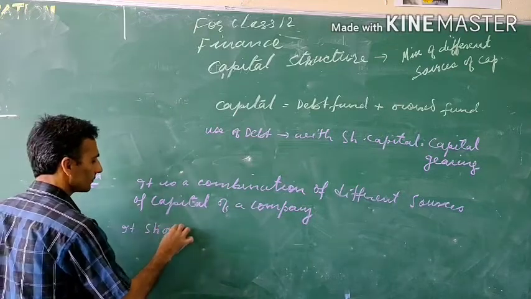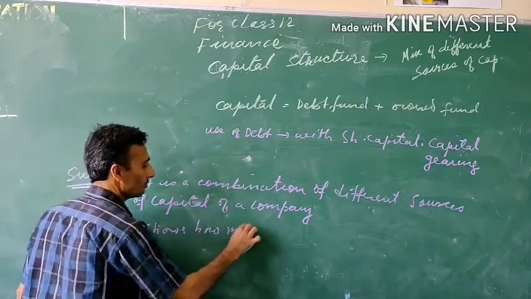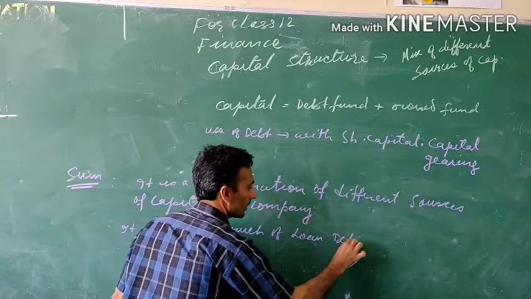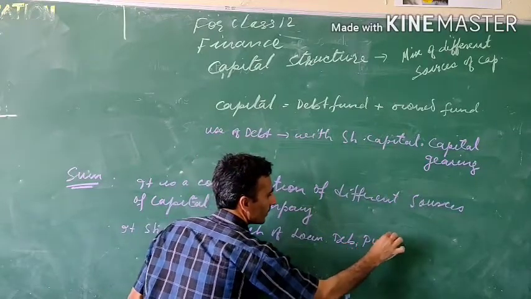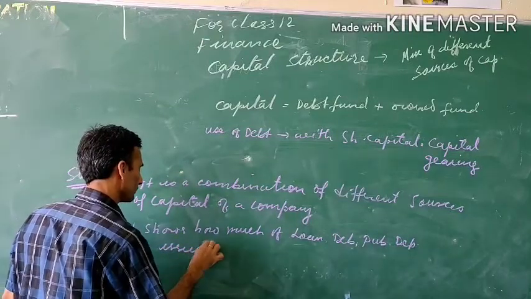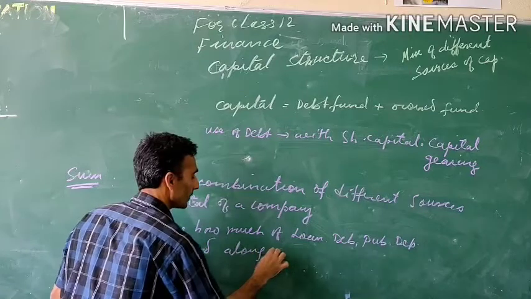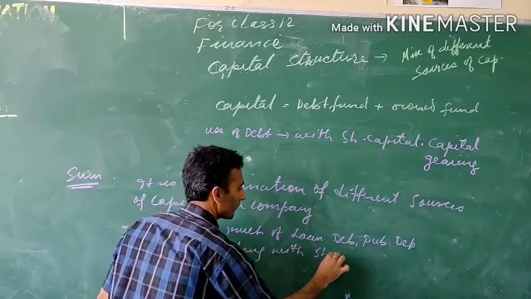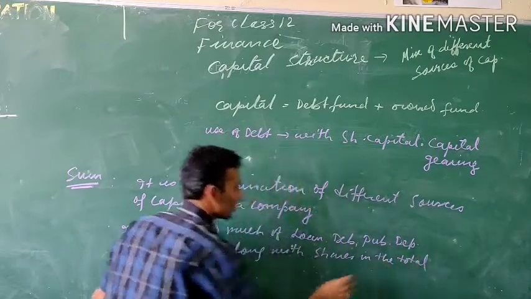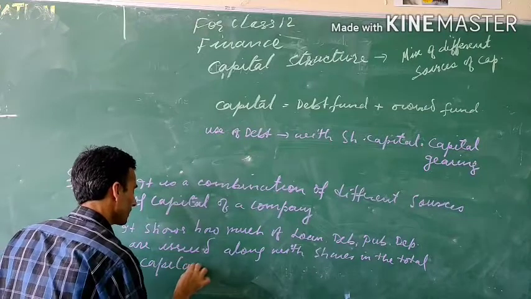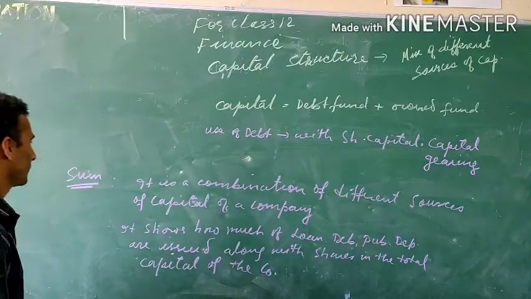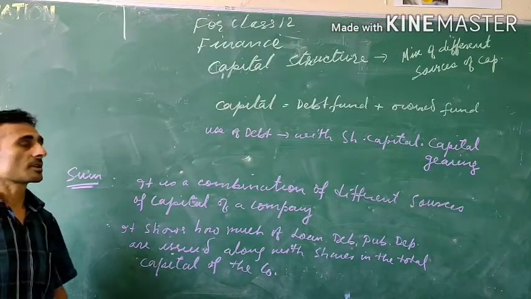It shows how much of loan, debenture, public deposits are used along with shares in the total capital of the company. So this is what a capital structure is.